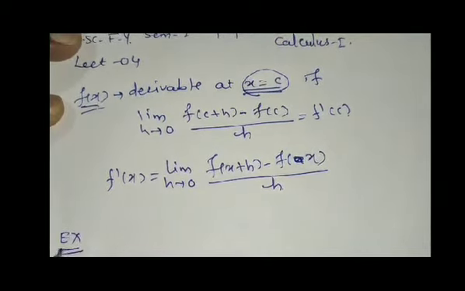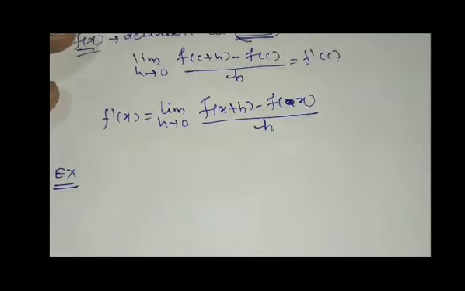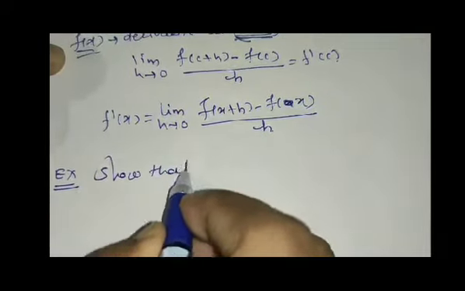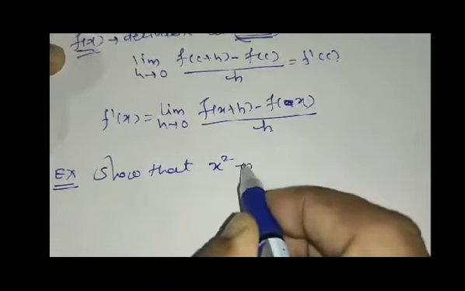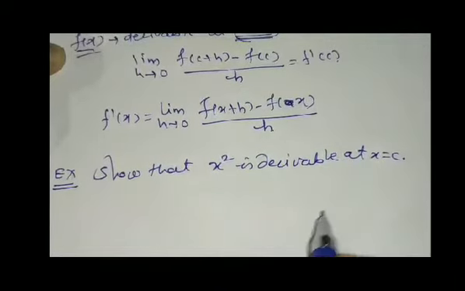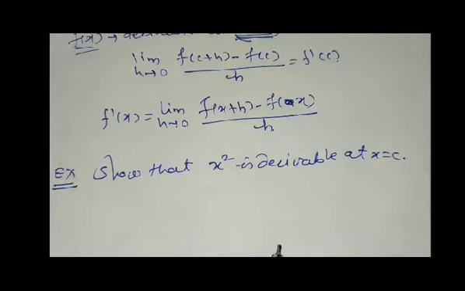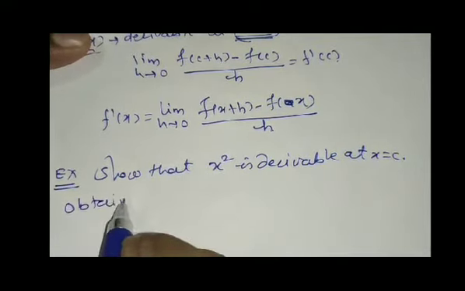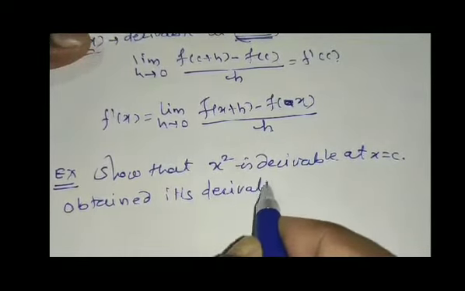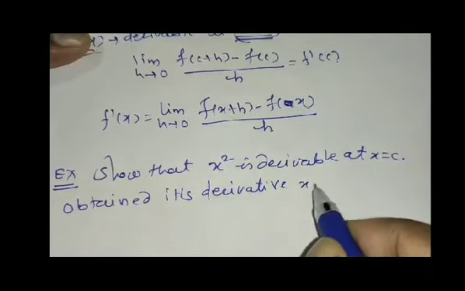Now student, we start to discuss examples. So the first example is: show that x square is derivable at x is equal to c, and obtain its derivative for x is equal to 1.